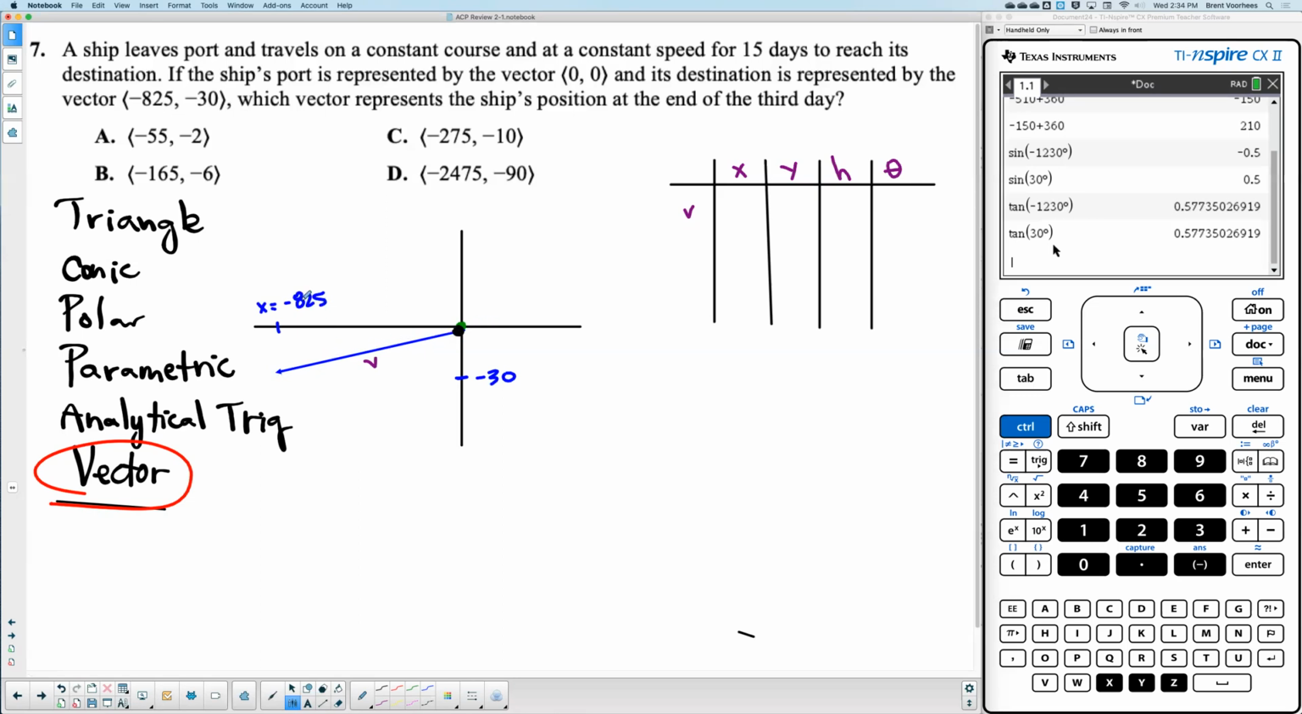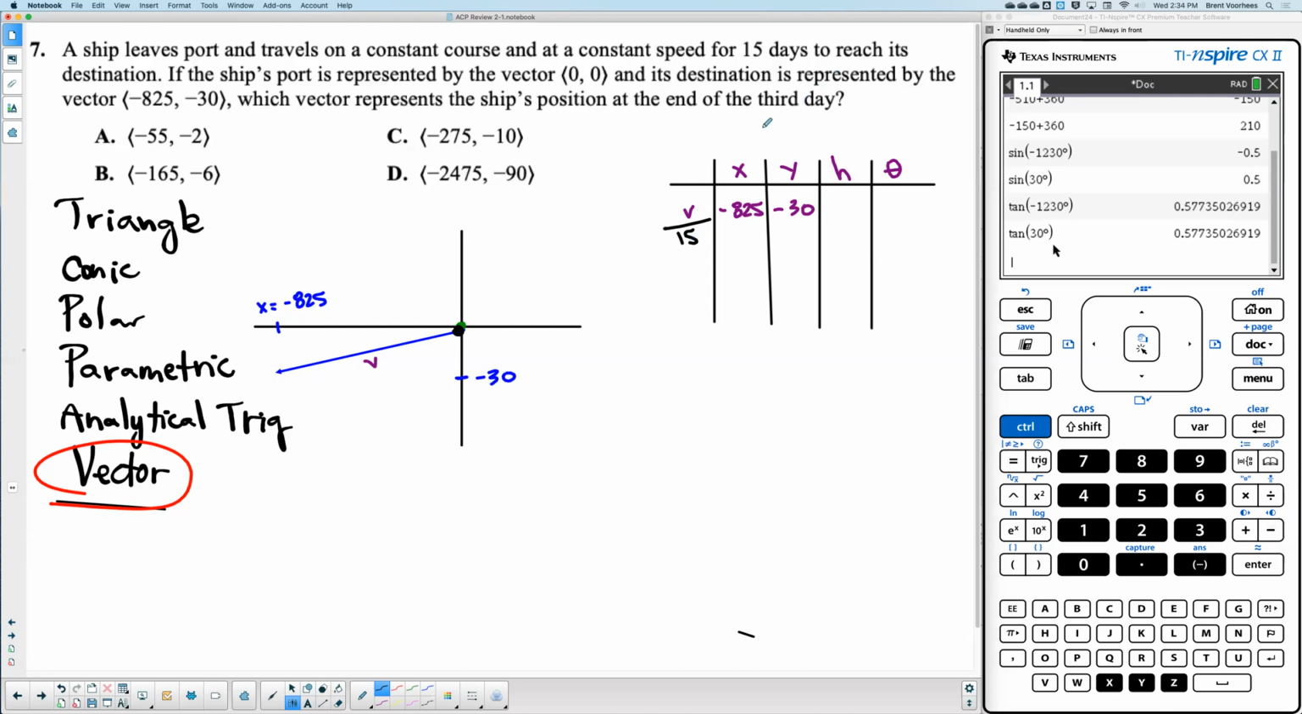What do we know? We know its x is -825, and we know its y is -30. Now, it travels for how many days? 15. So Matthew said divide by 5, and we're going to see why that would be the case. But if I divide by 15, what that would do is tell me how much it travels per day. Would y'all agree with that? If this is 15 days, if I divide by 15, I figure out how much it goes per 1 day.